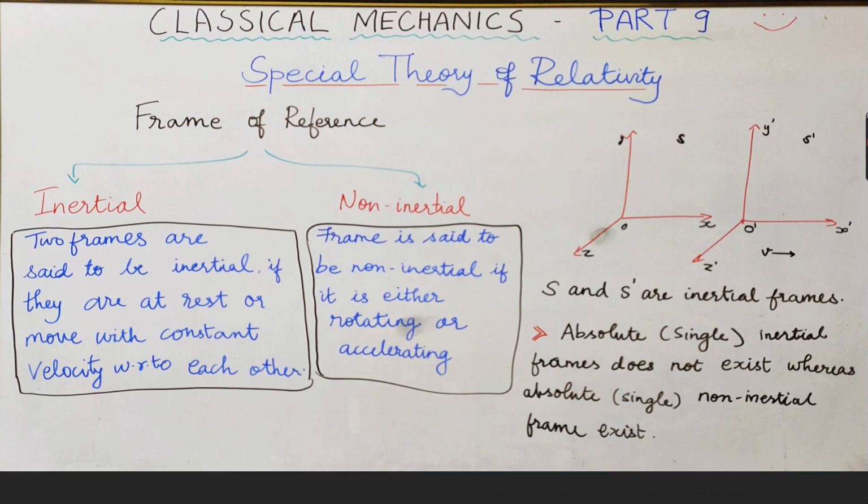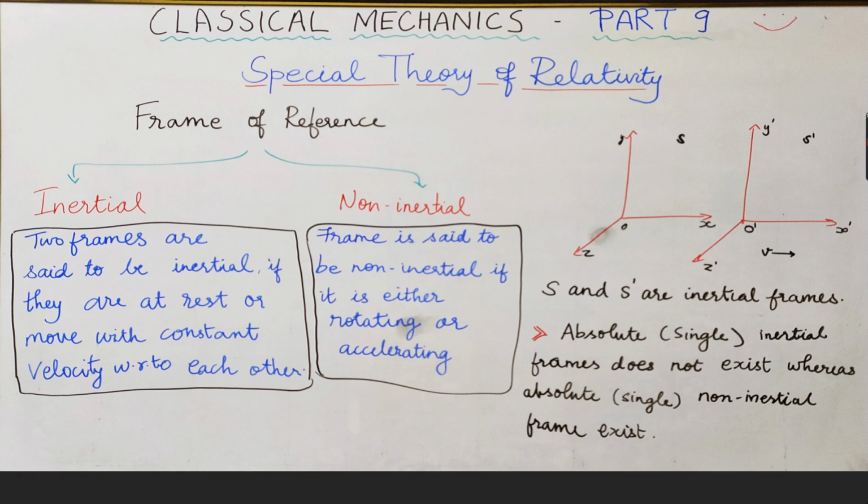Okay. So let's start our topic, where special theory of relativity basically revolves around the frame of reference. So there are two frames of reference. One is inertial and another is non-inertial. Inertial frames of reference are those that are at rest or that move with a constant velocity with respect to each other. And non-inertial frames are those which are either rotating or accelerating.